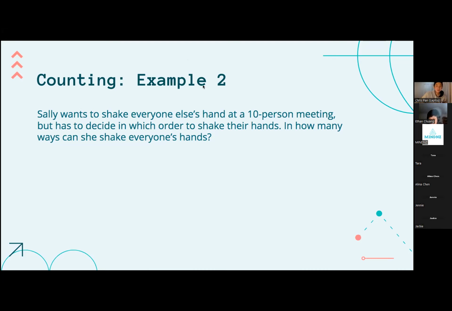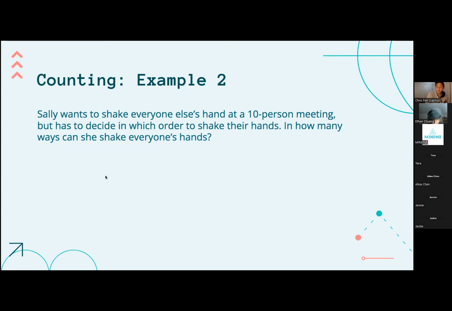Sorry. But the first, if we consider everyone at the meeting, there are 10 people. Obviously, Sally's not going to be shaking her own hand, so there are 9 people she could be shaking hands with. So we're just going to consider the first person she shakes hands with, and there are 9 people that could be the first person, right? Just one of the other 9 people at the meeting. So after she's shaken their hand, now she has to choose the second person to shake hands with, and since she's already shaken one person's hand, there are only 8 people now that she can choose second.